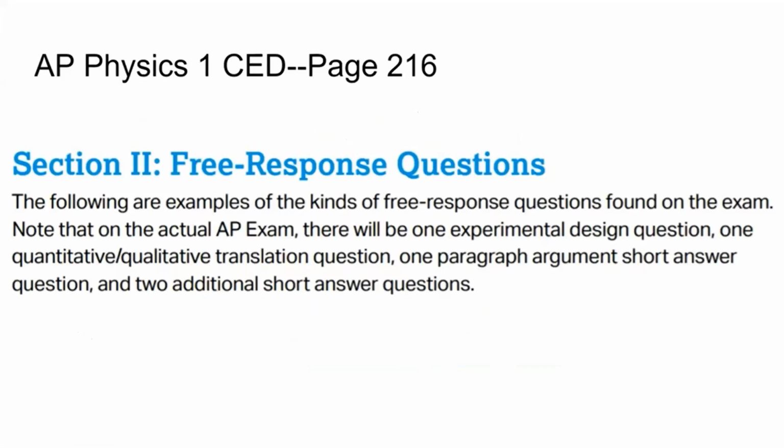On the AP Physics 1 CED on page 216, it says the following examples of kinds of free response questions found on the exam. If you've ever looked at this, you know that there is one experimental design question, one quantitative qualitative translation question, one paragraph argument short answer question, and two additional short answer questions. The experimental design question is worth 12 points. The quantitative qualitative translation is also worth 12 points. And the paragraph argument short answer question and two additional short answer questions are each 7 points.